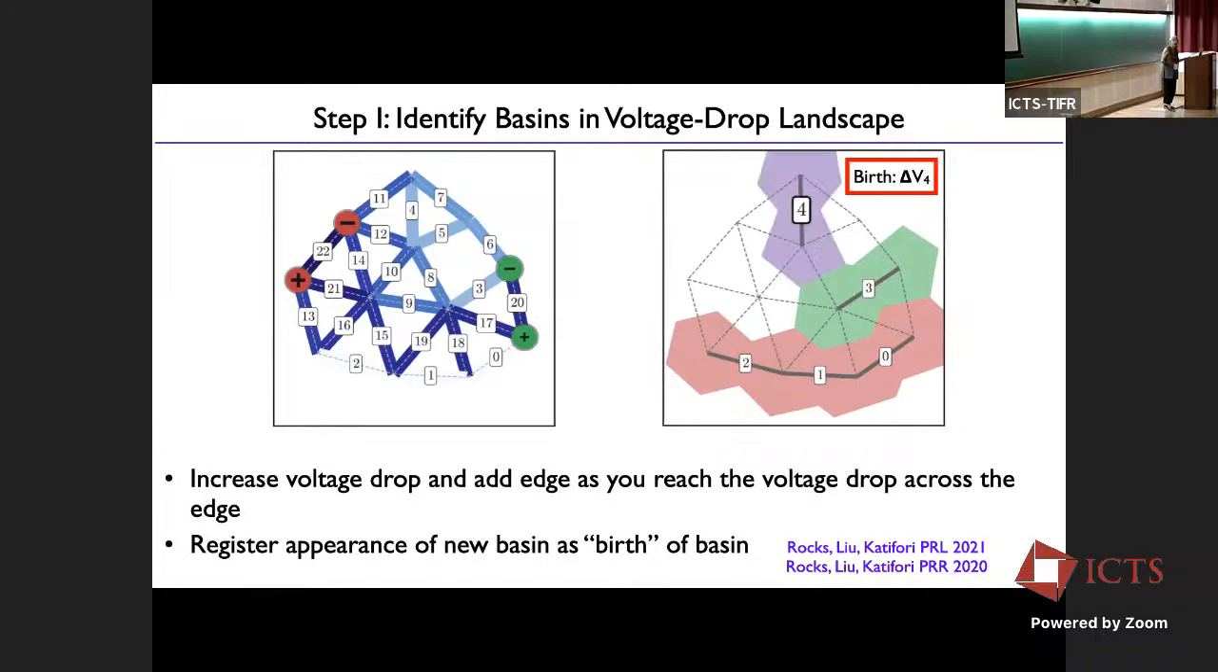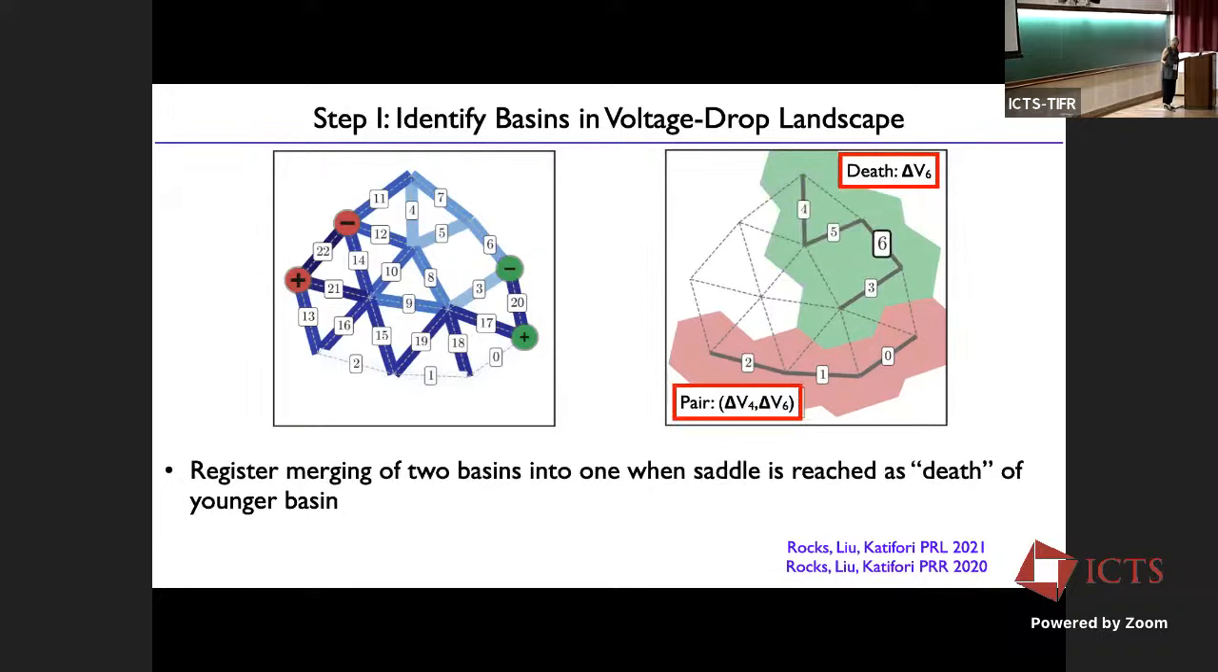4 is not connected to either this one or that one. It created a new one. So another connected component was born at 4. I add 5 and 6. And now 4 joined in with 3. Okay, so at this point, we say the feature that was added when I added this voltage drop, delta V4, died when I added delta V6. That's death of the feature.